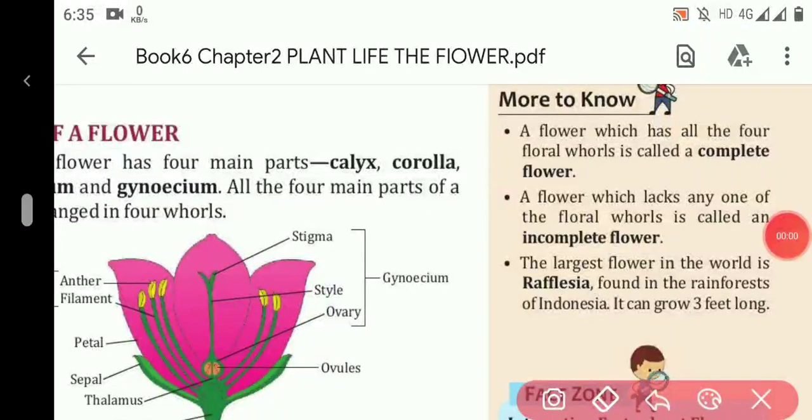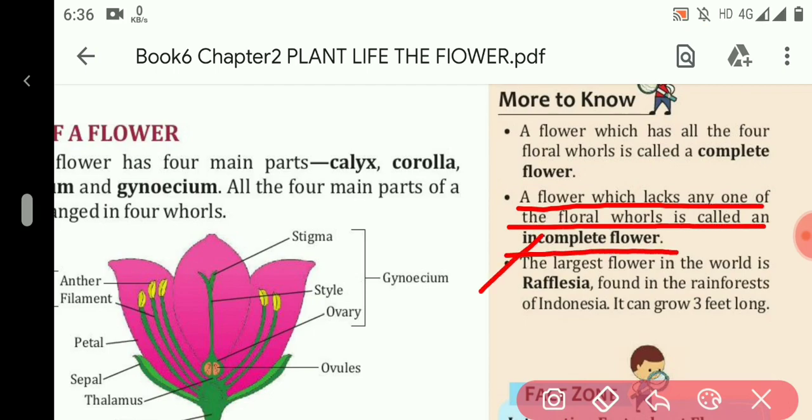Now here are some facts given. First, a flower which has all the four parts of the flower is known as a complete flower. A flower which contains all the four parts of the flower, that is calyx, corolla, androecium and gynoecium, is known as a complete flower. On the other hand, a flower which lacks any of these important parts of the flower is known as incomplete flower. A flower which lacks any of the floral whorls is known as incomplete flower. Now the third point is the largest flower in the world is Rafflesia, which is found in the rainforest of Indonesia. It can grow 3 feet long.